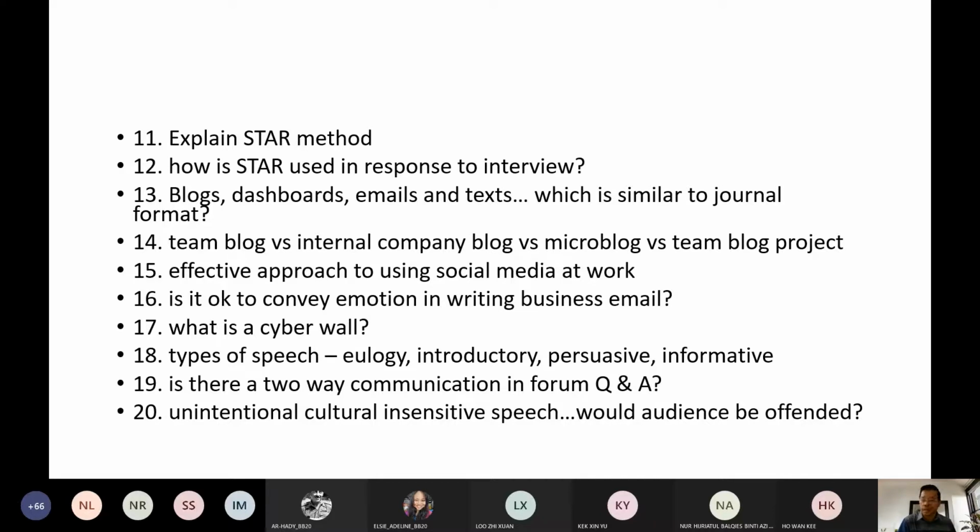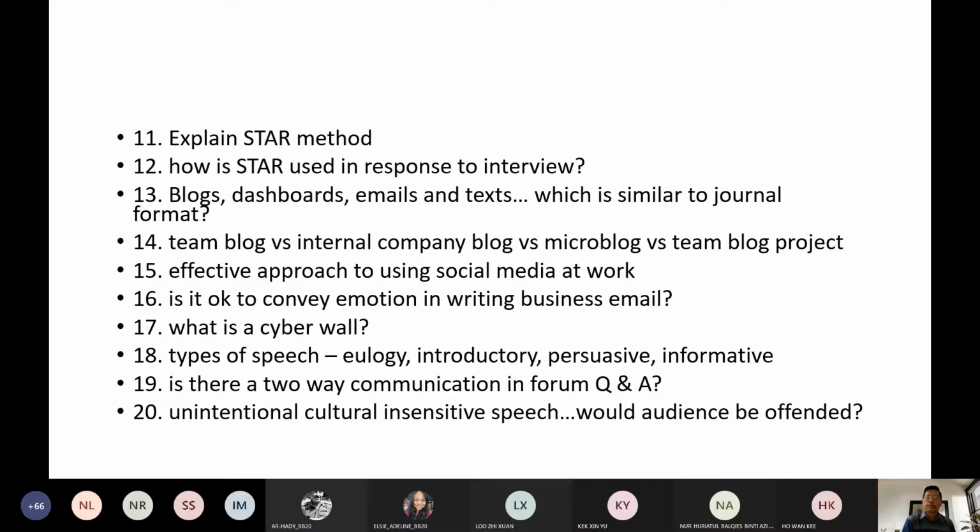You can find it in the notes, in which I did not elaborate this further, but you go back to your notes. In an organization, people sometimes create blogs, and these blogs are actually specified by specific names. Which one belongs to team blog, which one belongs to internal company blog, micro blog, and team blog project. You must know which of these terms apply to which activity.